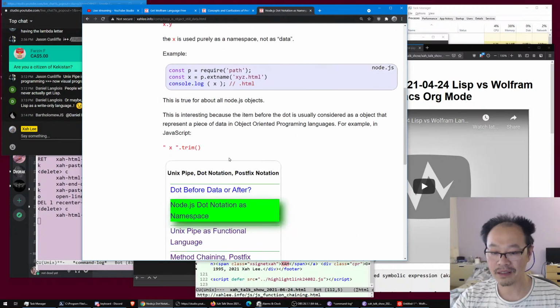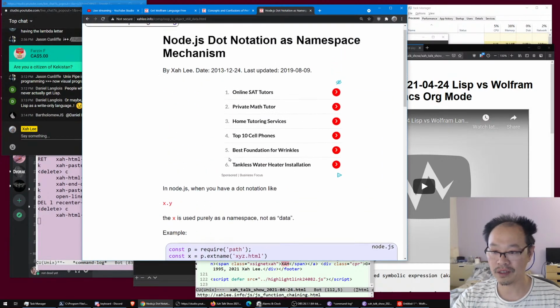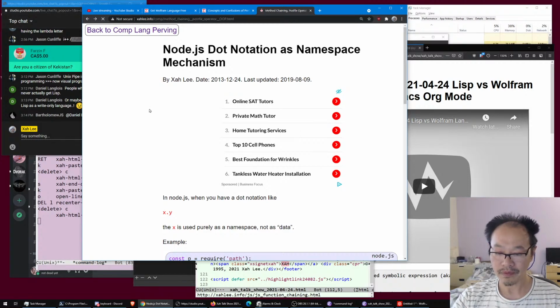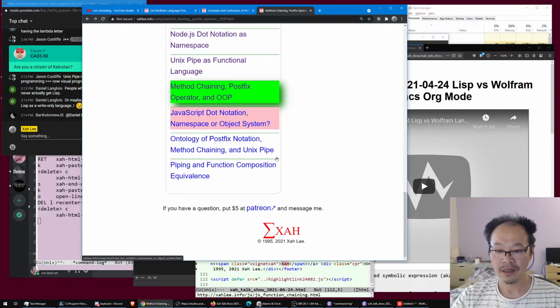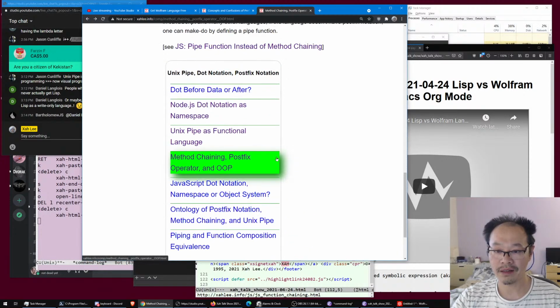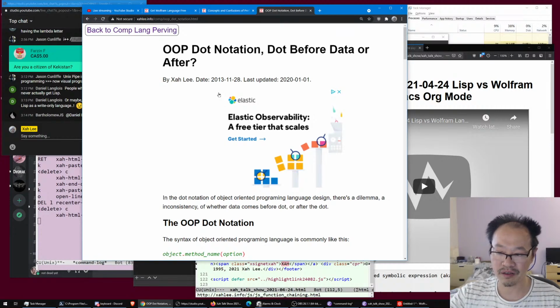So that's what this article kind of tries to explain, okay? So there are quite a few issues about this. I have several articles on that. Then there's another question: dot before data or after data. All these also have to do with OOP. They do not exist in functional programming.